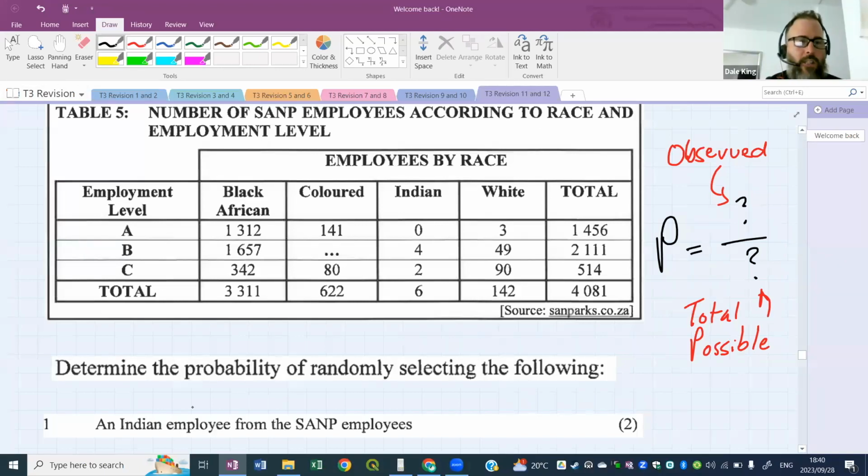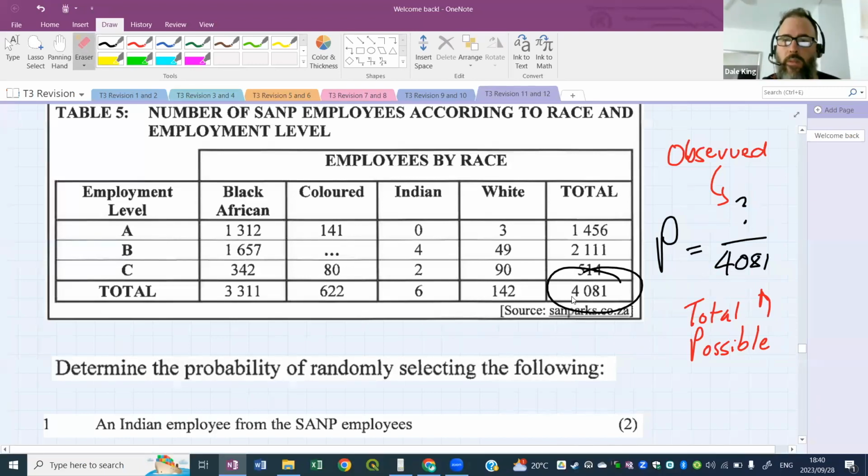So it says determine the probability of randomly selecting an Indian employee from the SANP employee. So an Indian person from all of them. Okay. What is the total possible for all of them? Well, here's the total there. This is why Ben is saying 6 divided by that number. All right. So in our fraction, we need to have 4081. That's the total possible. All the possible people that are employed are 4081.